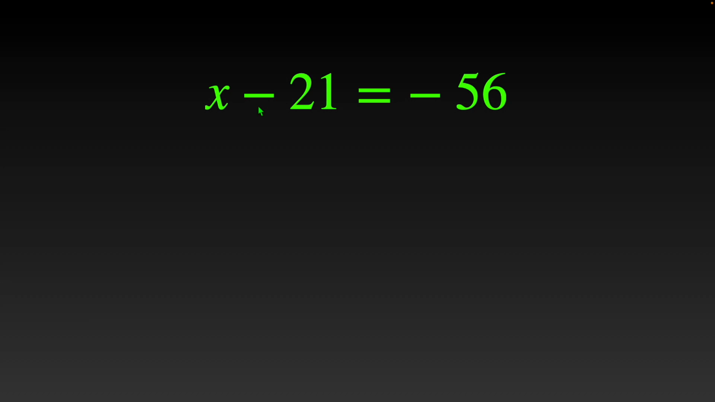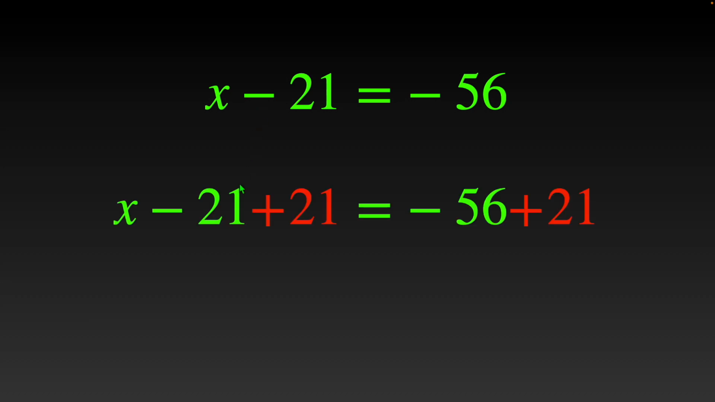So when we add 21, the negative 21 and positive 21 will cancel out. So on the left-hand side, we just get x, since negative 21 plus 21 is 0. And on the right-hand side, we have negative 56 plus 21, which is equal to negative 35. Therefore, x equals negative 35.